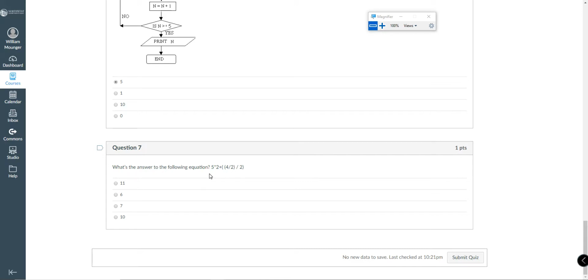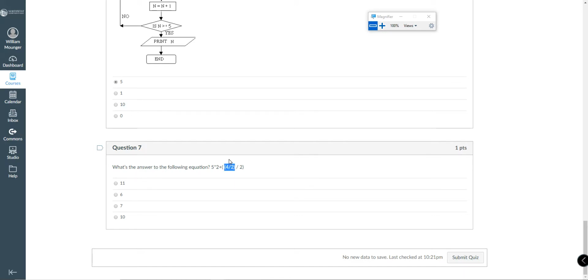If you remember PEMDAS: parentheses, exponents, multiplication, division, addition, subtraction, right? Please excuse my dear Aunt Sally. So if we look at this, if you just go straight down the list, you may end up getting the wrong answer here. Now, what happens first? This multiplication or these parentheses? Well, the parentheses does.